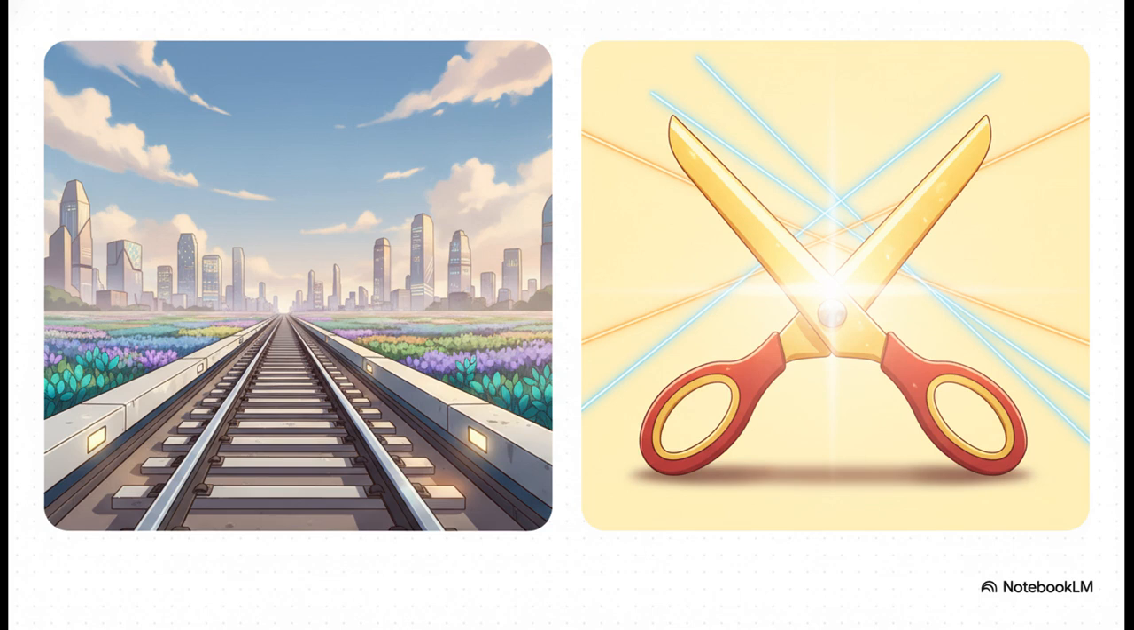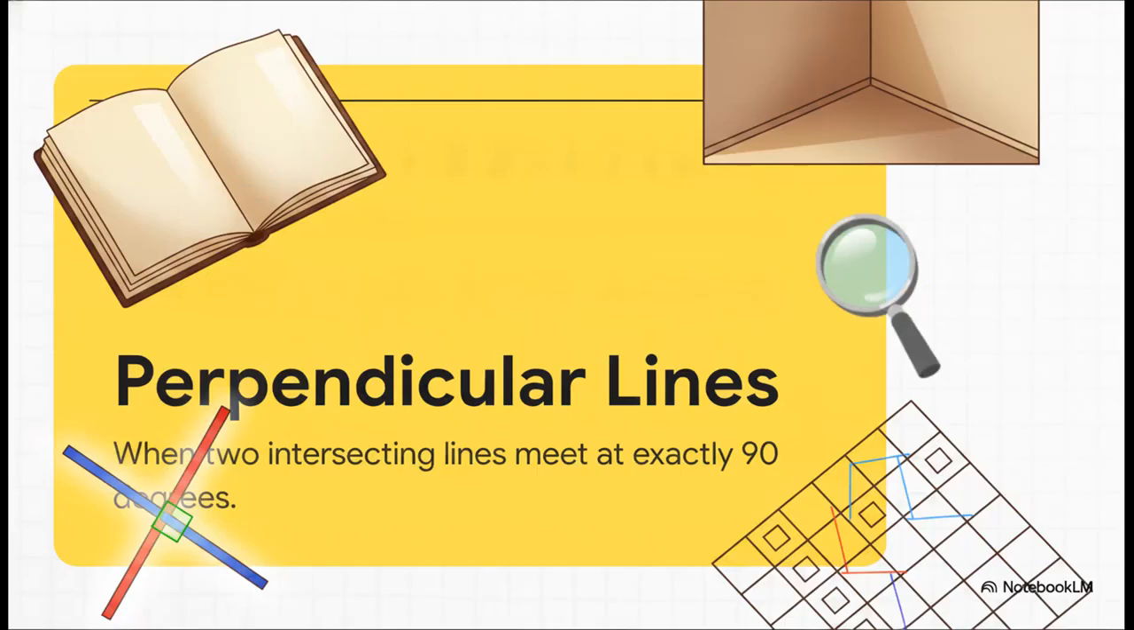On the other hand, we have intersecting lines. These aggressively cross each other at one specific spot, which we call the point of intersection. Think of how the blades of a pair of scissors cross. And when those intersecting lines lock together in a very specific, special way to form a perfect 90-degree corner, just like the edge of your notebook or the corner of your room, we actually give them a special name. We call them perpendicular lines. It's an intersection, sure, but a mathematically perfect square intersection.